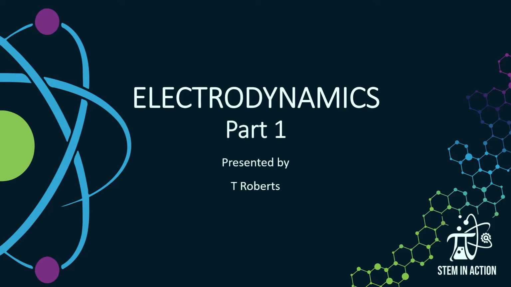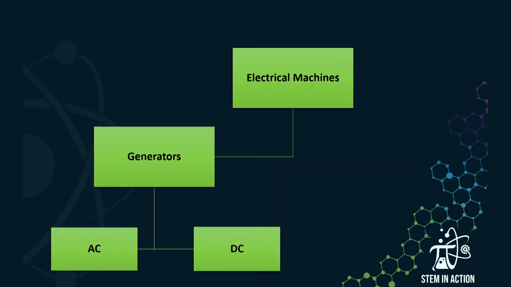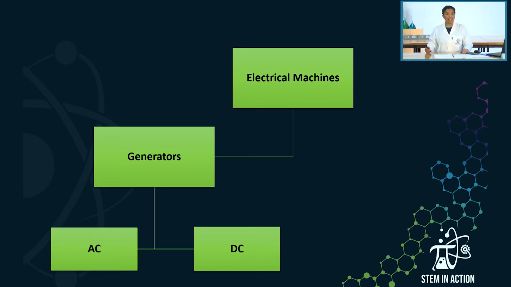Today we are looking at the topic Electrodynamics. So electrodynamics is divided into two sections in your curriculum. The one deals with electrical machines, both generators and motors, and the other section talks about alternating current. In part 1, we will look at AC and DC generators as examples of electrical machines.